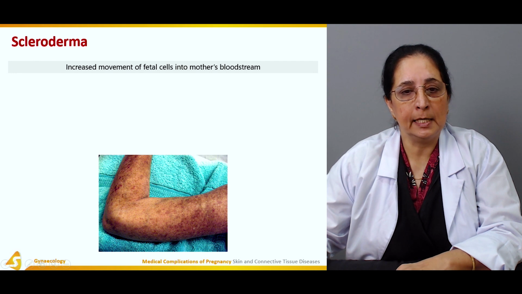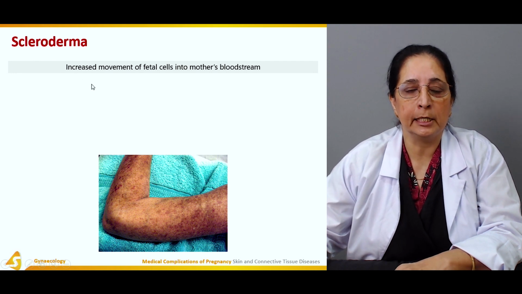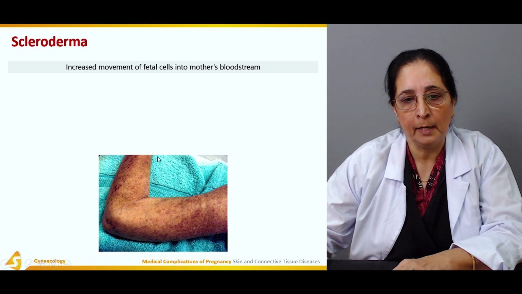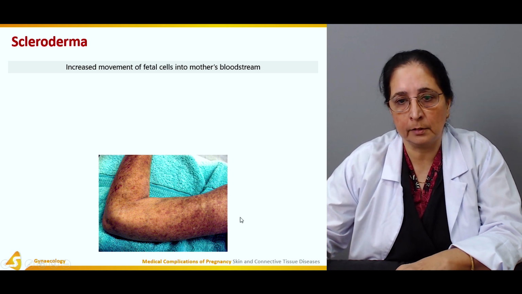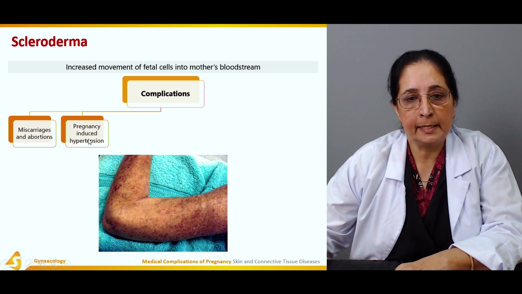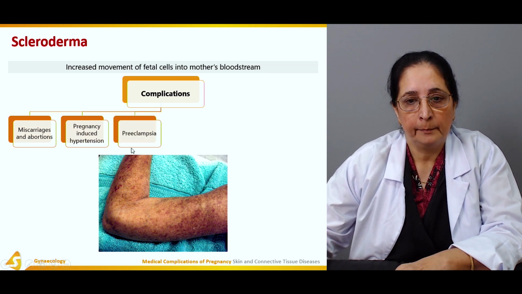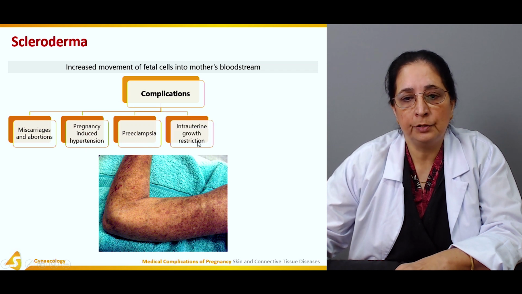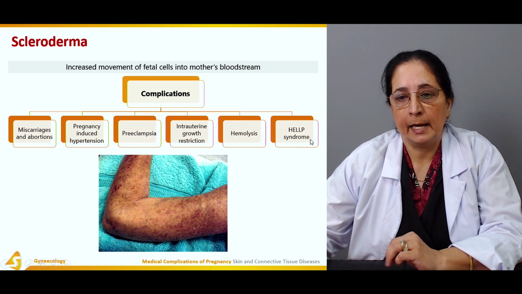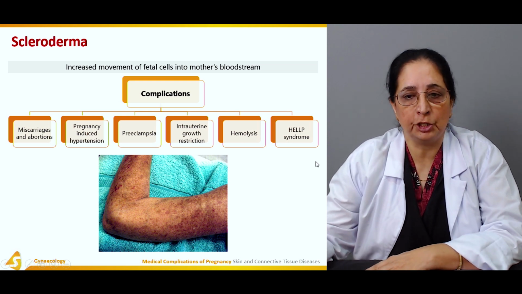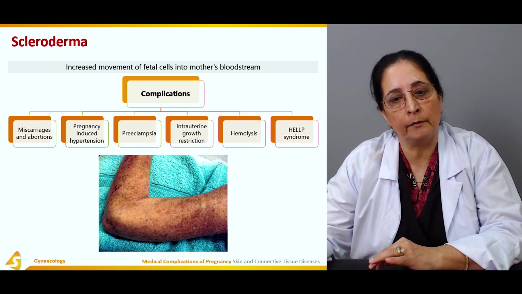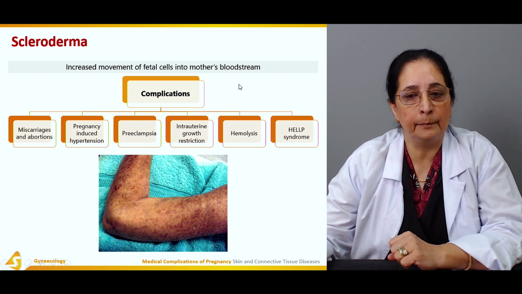Now, the other condition is scleroderma. Scleroderma is a condition in which there is increased movement of fetal cells into the mother's bloodstream, and that's the picture of scleroderma. Complications of scleroderma are miscarriage and abortion, pregnancy-induced hypertension, preeclampsia, IUGR or intrauterine growth restriction, hemolysis, and HELLP syndrome. So all these are the complications of scleroderma, which is the condition in which there is increased movement of fetal cells into the mother's bloodstream.